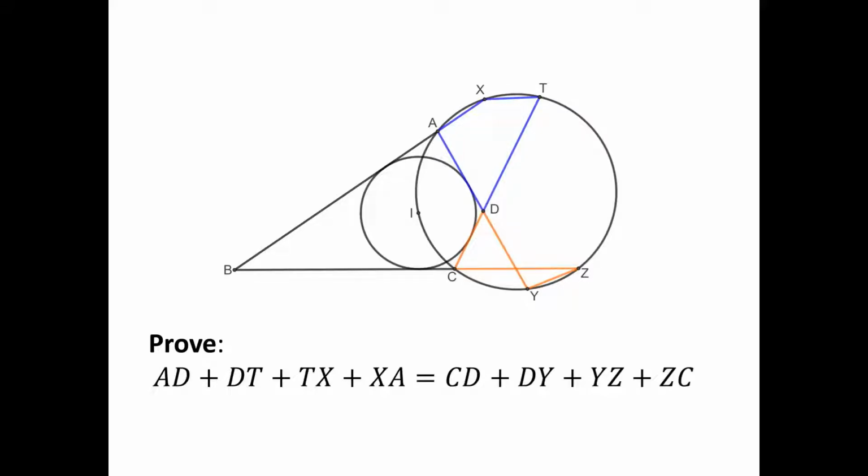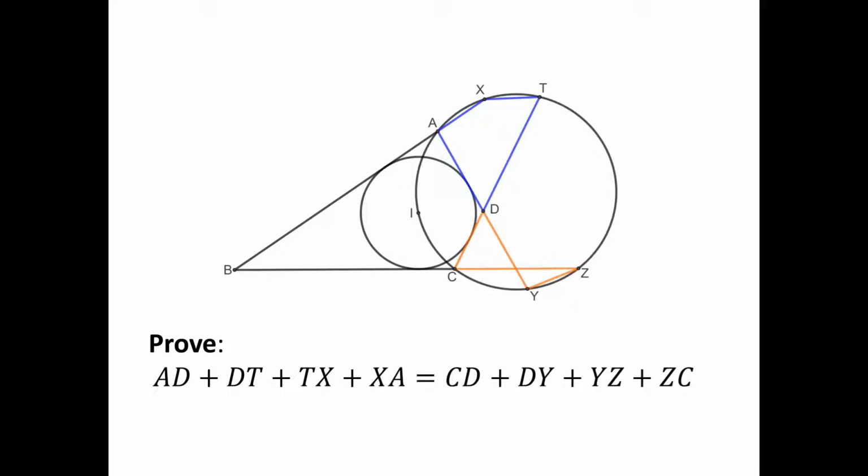8 segments are created in the new circle. 4 of them form a quadrilateral, ADTX. The other 4 segments also form a loop, CDYZ. We need to prove that they have the same circumferences.